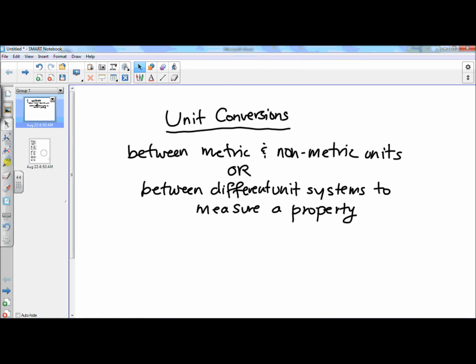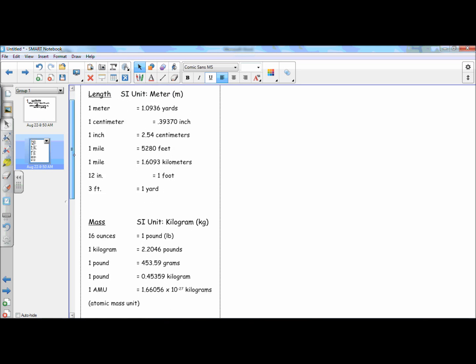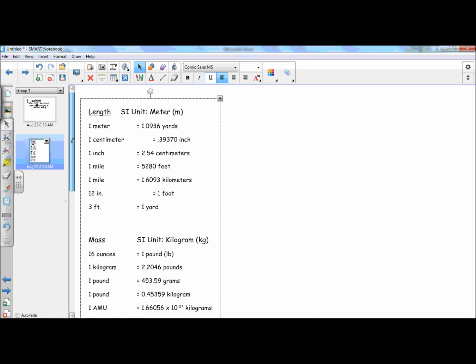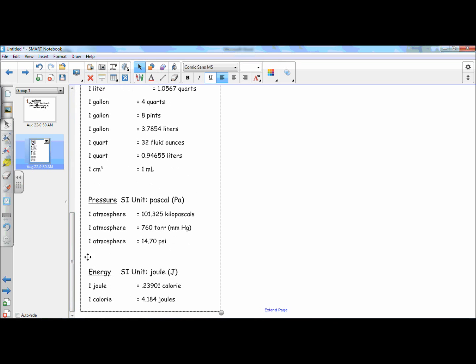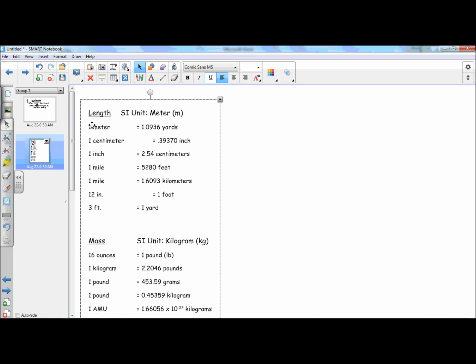So what I mean by that, if we look here on the back of your sheet, you'll notice that you have some conversion factors for different properties. You have a conversion factor set for length, mass, volume, pressure, and energy. Now, if you look at length, for example, some of these conversion factors are talking about relationships between a unit in the metric system and a unit that's not in the metric system. For example, meters to yards.